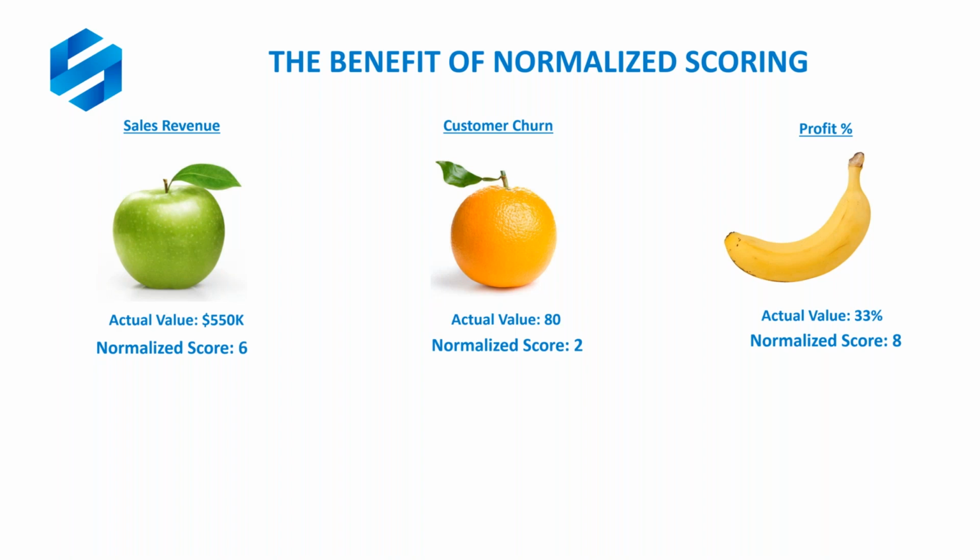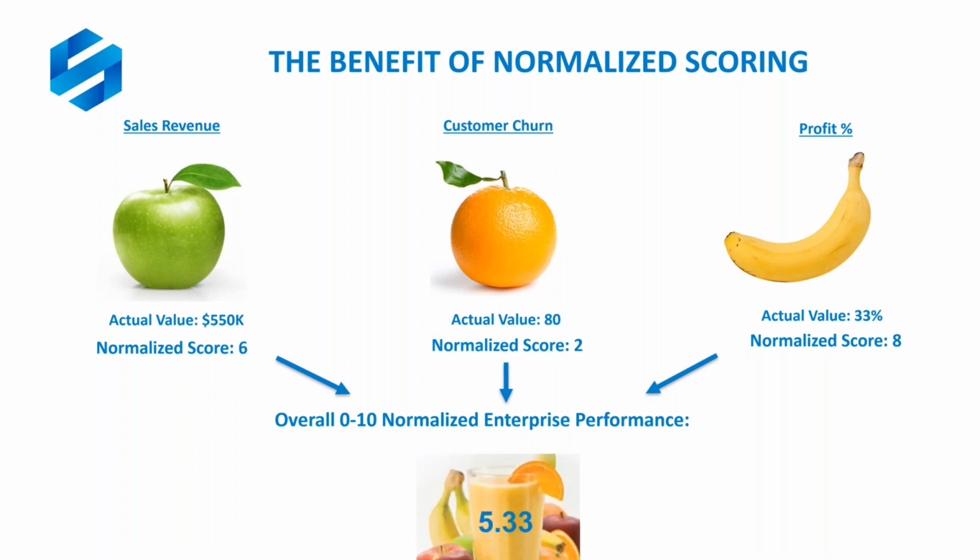And over to profit percentage, we've translated again the actual value of 33% to a normalized score of 8, again based on the scoring type and the thresholds defined. This gives you then one common playing field where these disparate measures can be gauged against each other appropriately. So if we bring them all together, we end up with an overview understanding that across these three measures that again come from different divisions or departments of the company, we as a company are performing at 5.33 on a 0 to 10 normalized spectrum.